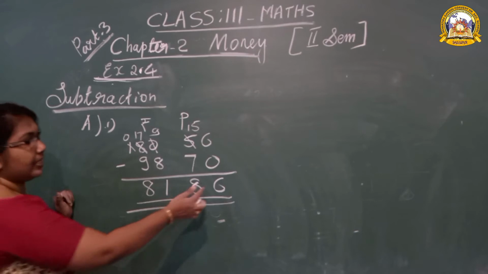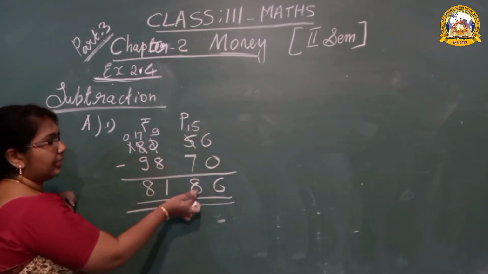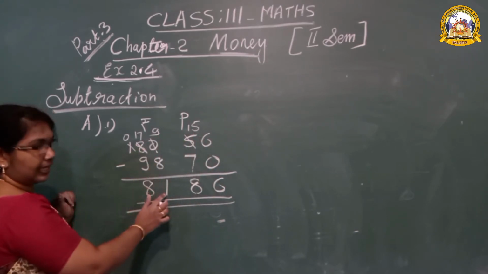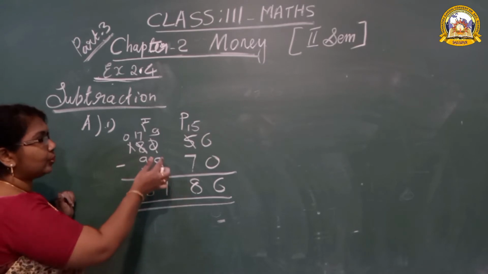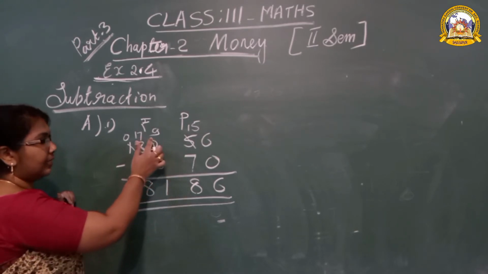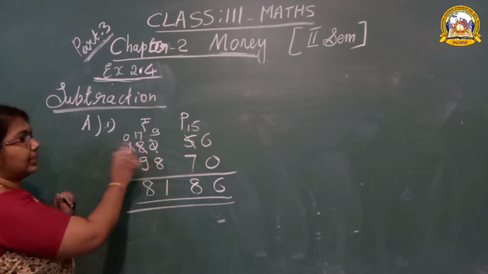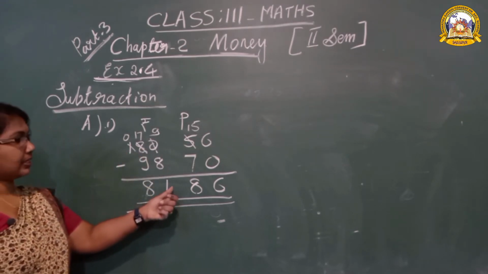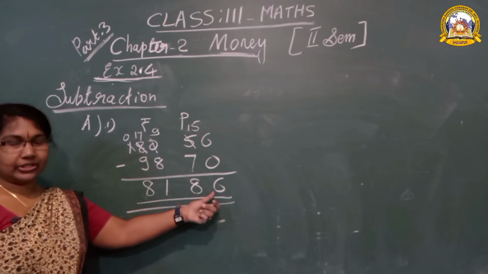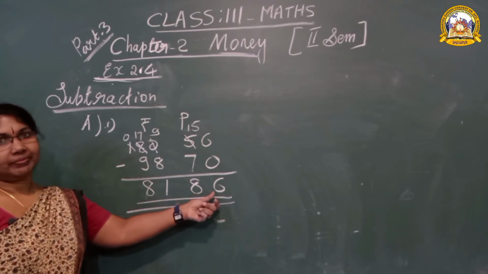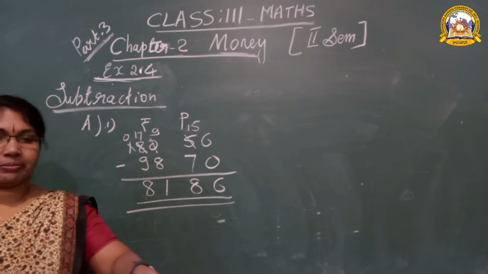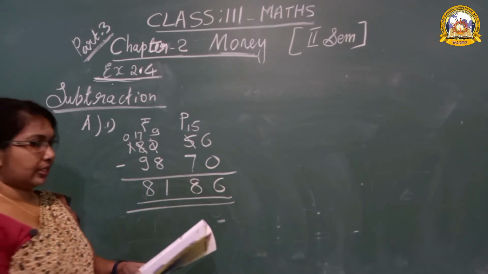How to check? 6 plus 0, 6. 8 plus 7, 15. Carry 1. 1 plus 1, 2. 2 plus 8, 10. Carry 1. 8 plus 1, 9. 9 plus 9, 18. What is our answer? 81 rupees 86 paisa. Then, so that you do not make another mistake, if there are zeros, I will show you.